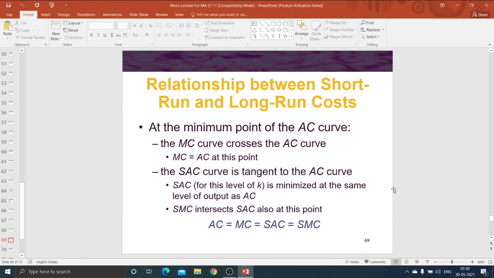Okay. So at the minimum point of the AC curve, the MC curve crosses the AC curve. MC is equal to AC at this point. So the SAC curve is tangent to the AC curve, and SAC for this level of K is minimized at the same level of output as AC. SMC intersects SAC also at this point, where AC is equal to MC is equal to SAC is equal to SMC. This is what is called a perfect competition situation.